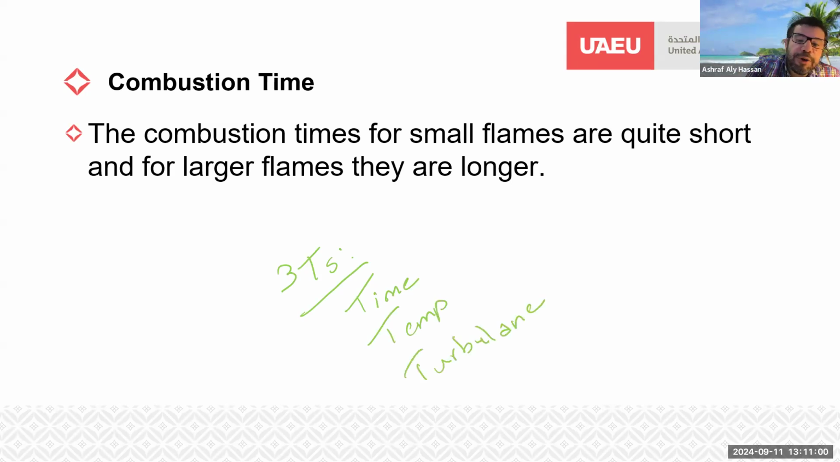So we covered the temperature when we were talking about the flame temperature. Now we will be covering the time. So the combustion time for small flames is quite short, and for larger flames, it is not really longer. So if we have a very small thing, we have small time. If we have a larger thing, we have longer time, and that makes a lot of sense.